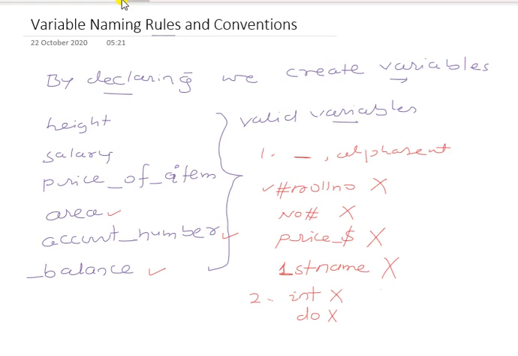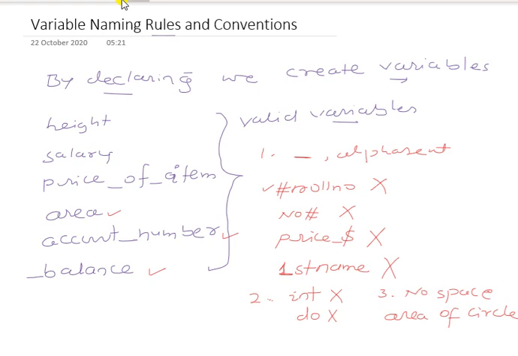And the third rule is what? It should not include space. No space. Say you want to write area of circle, and you are using space here. This space is not allowed. This is how you have to follow some rules and conventions.